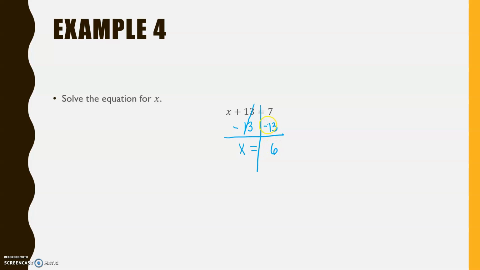And then I keep the sign of the bigger number. 13 is bigger than 7, so I'm going to use that minus sign. And it's going to give me x equals negative 6. Final step is to check our work. And I'd get negative 6 plus 13 equals 7. You can also use your calculator to check your work. And yeah, so we get x equals negative 6.